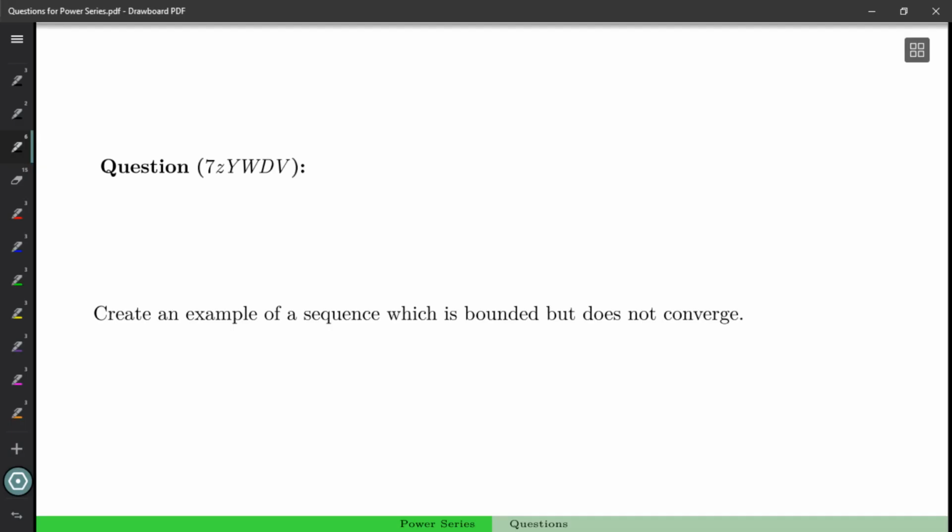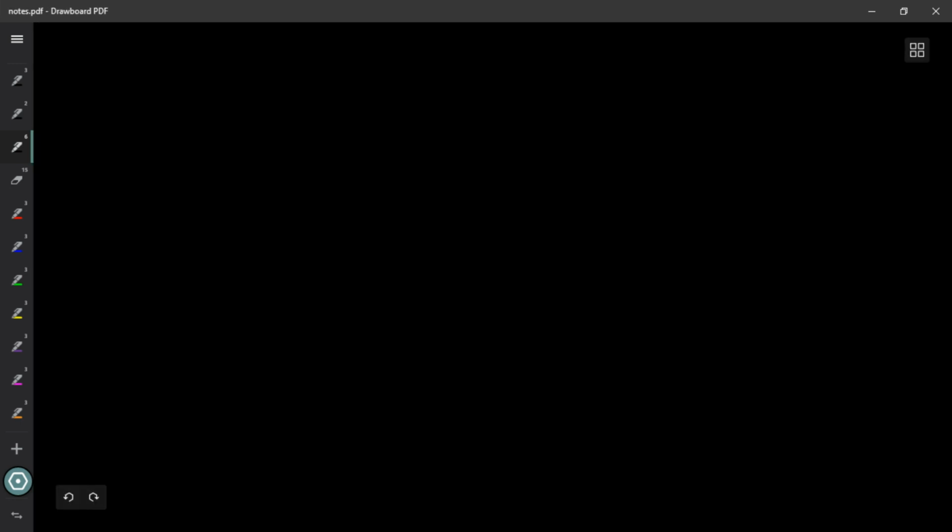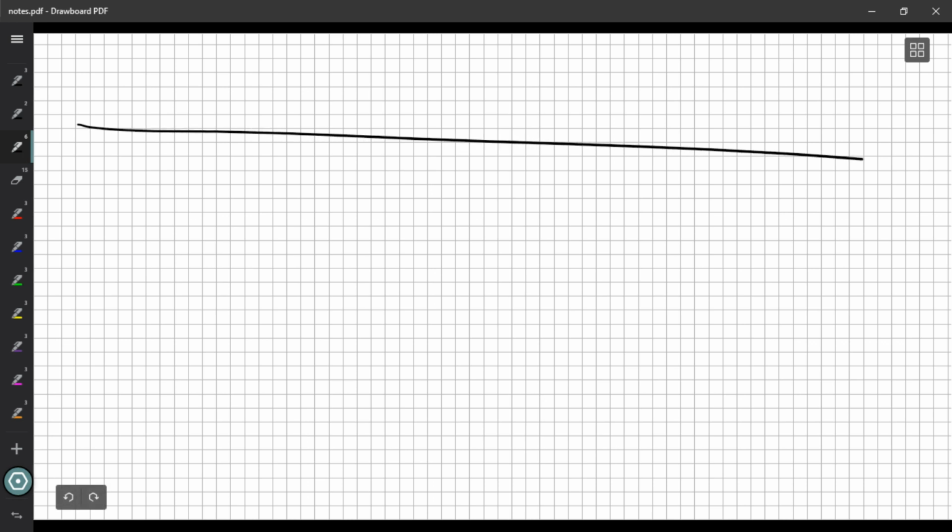Create an example of a sequence which is bounded but does not converge. Okay. So we don't want convergence, but we do want bounded. So maybe we could imagine some bounds and try and visualize our sequence.